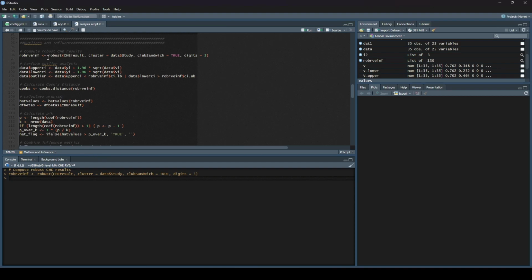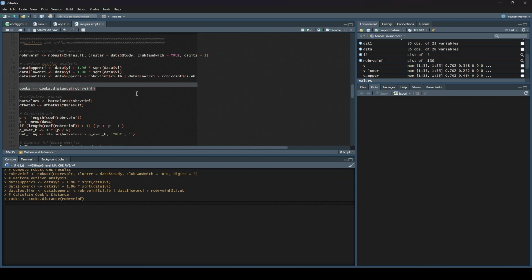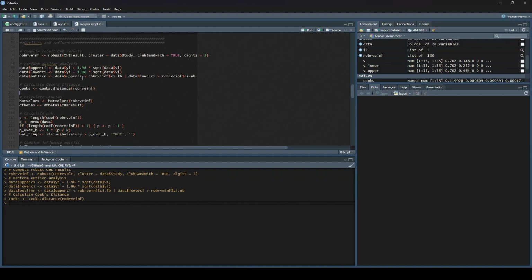So we've recalculated our robust effect, and now we're going to do our outlier analysis. So I'm going to first run this. Wonderful. Now I'm going to calculate my Cook's distances, and I guess I should probably explain what we're doing here. Long story short, we're looking for confidence intervals that don't overlap with the meta-analytic confidence interval. That's essentially what we're doing here. I'm not going to go into all the 1.96 and all that stuff because you guys hopefully understand statistics by now.